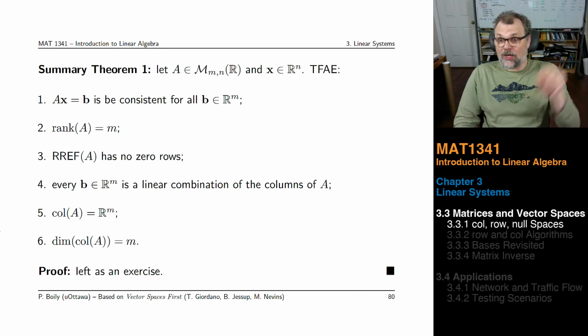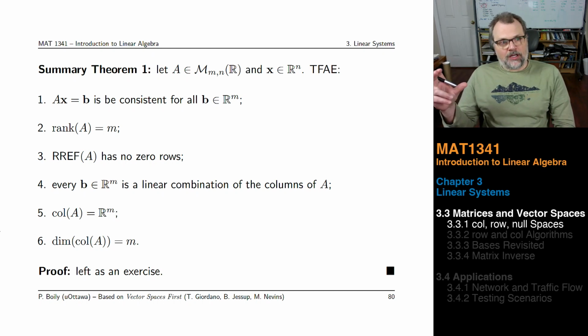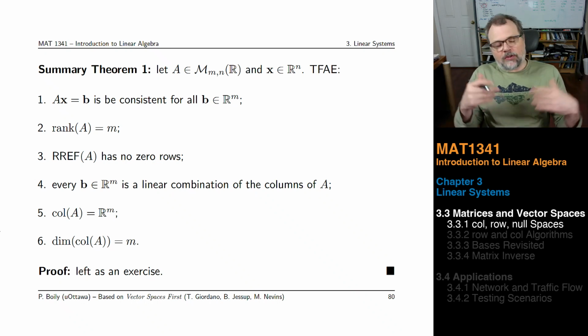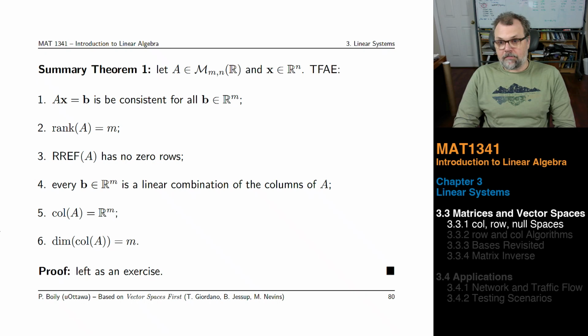In particular, you have a leading one in every single row. So you cannot have a degenerate row in the reduced row echelon form of the augmented system. The RREF doesn't have a 0 row. Every row has a leading one. If and only if every vector in Rm, seen as a constant vector, is a linear combination of the columns of A, if and only if the column space of A is the entirety of Rm, and if and only if the dimension of the column space of A is m. So we'll leave that as an exercise, but by now that should be clear if you've understood all the concepts we talked about so far.